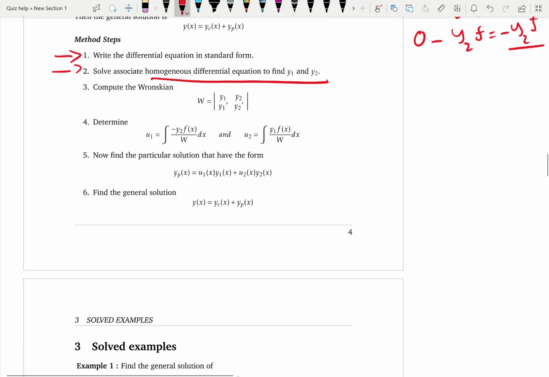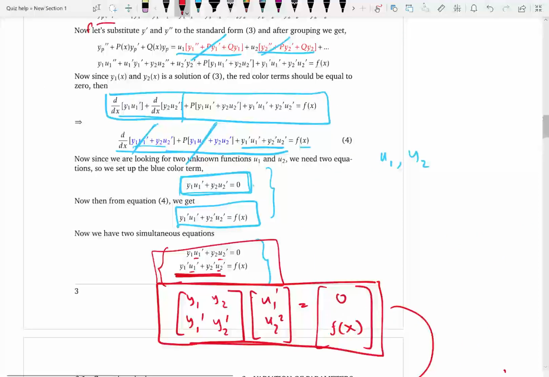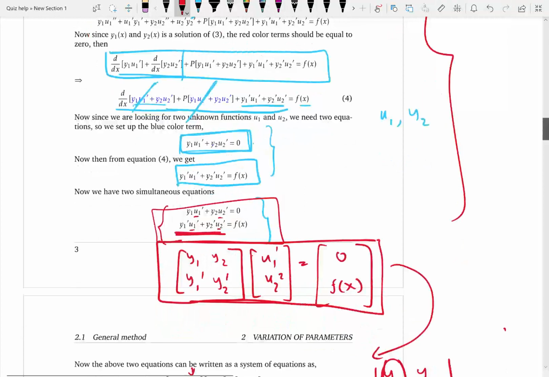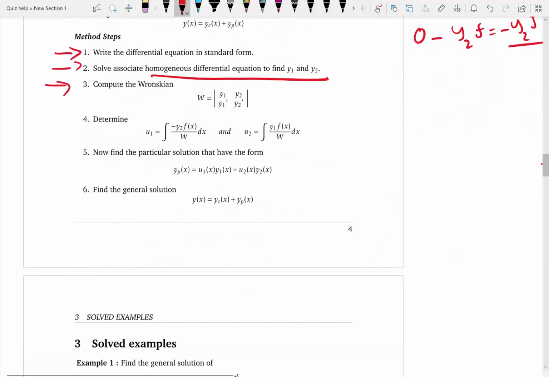So find y1 and y2, then find the Wronskian. Now see, you are not going to do the lot of work that I have explained here. You're not going to do that when you're solving an actual example. It's just that we found a method. So you can find w because you know y1 and y2. You can find the Wronskian, that's a determinant, that will be a function.